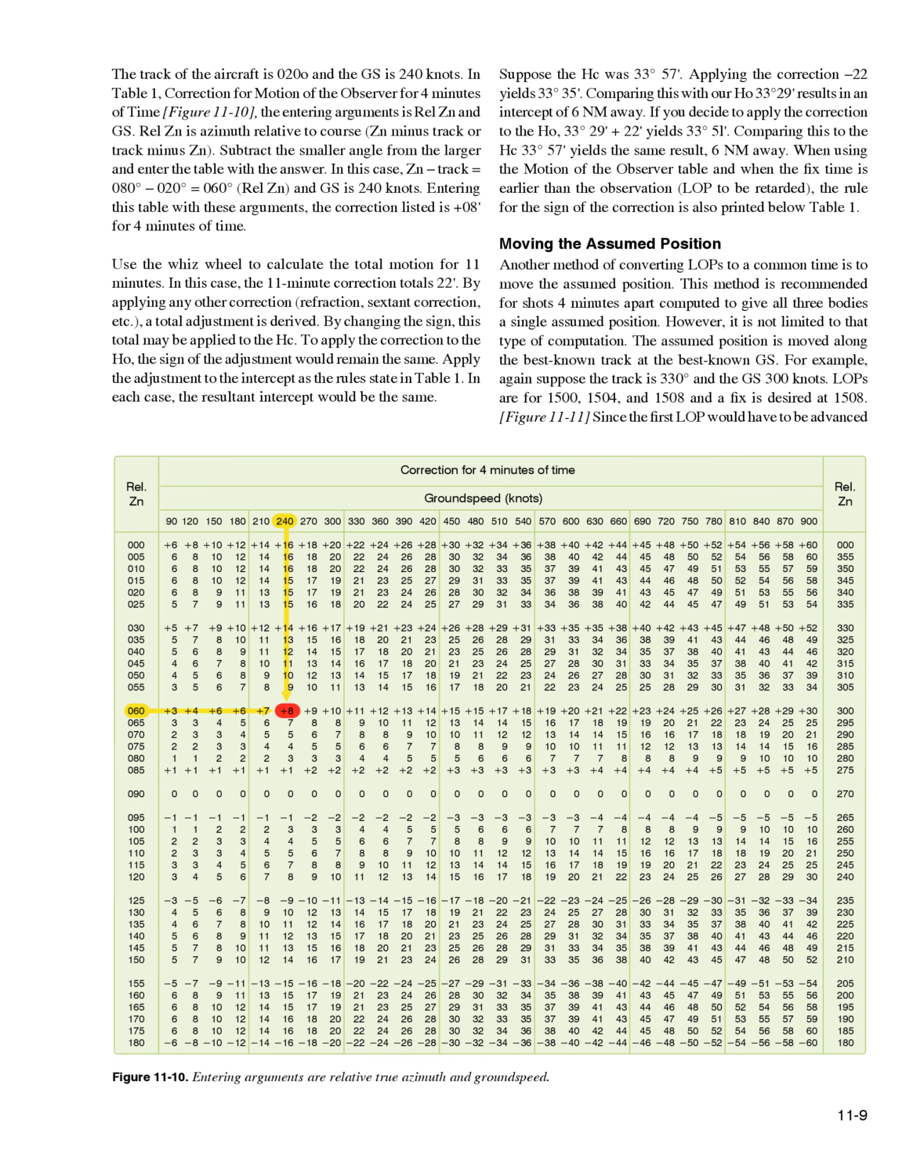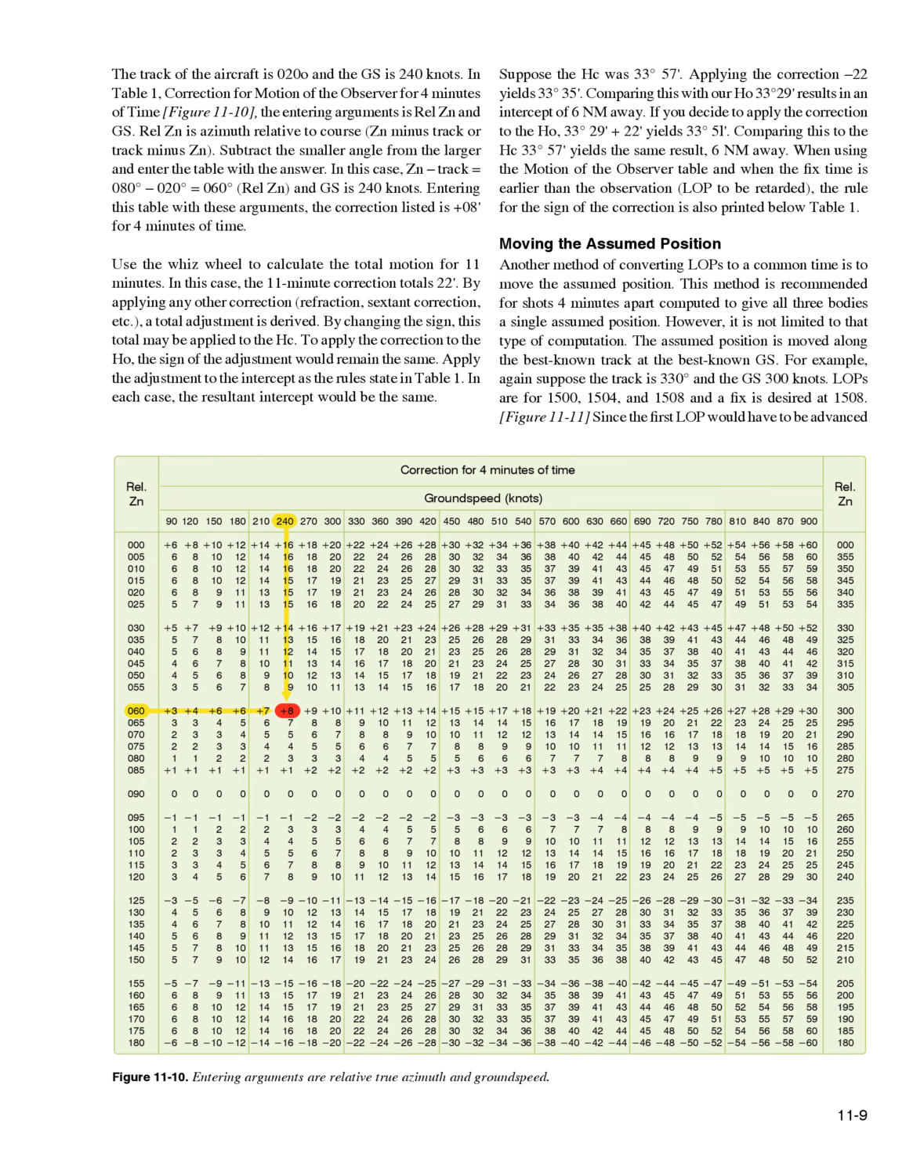To apply the correction to the HO, the sign of the adjustment would remain the same. Apply the adjustment to the intercept as the rules state in Table 1. In each case, the resultant intercept would be the same. Suppose the HC was 33 degrees 57. Applying the correction minus 22 yields 33 degrees 35. Comparing this with our HO 33 degrees 29 minutes results in an intercept of 6 nautical miles away.